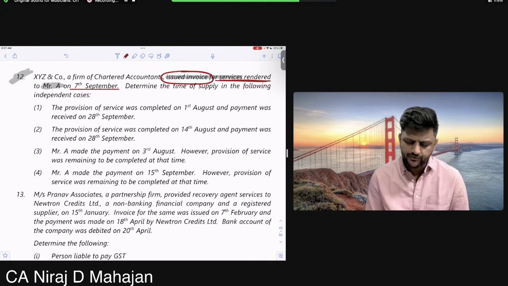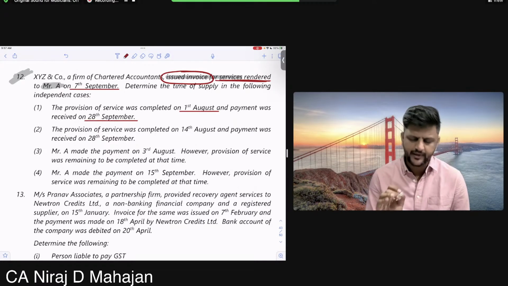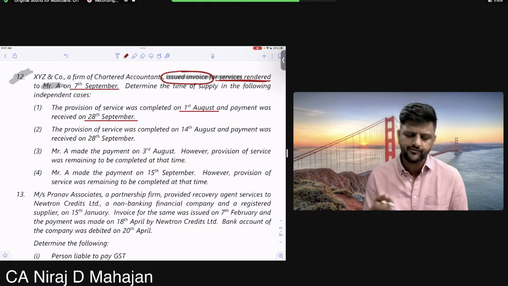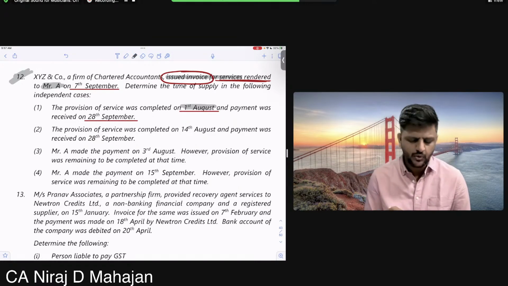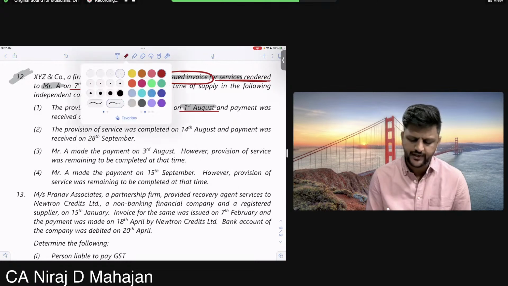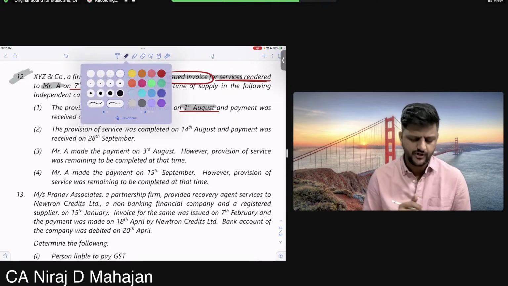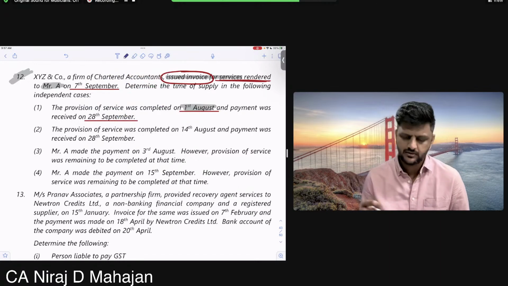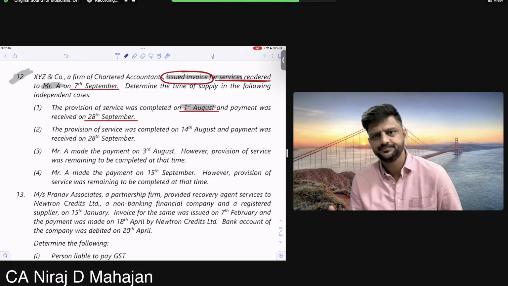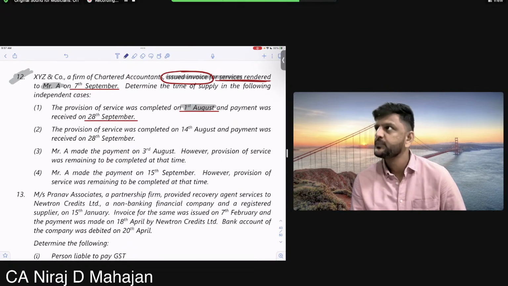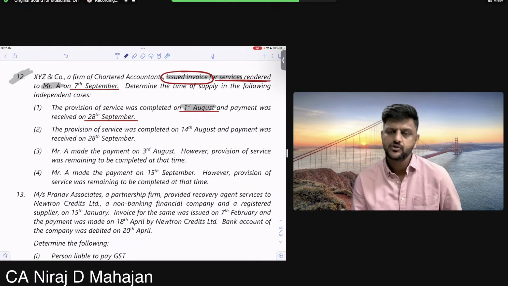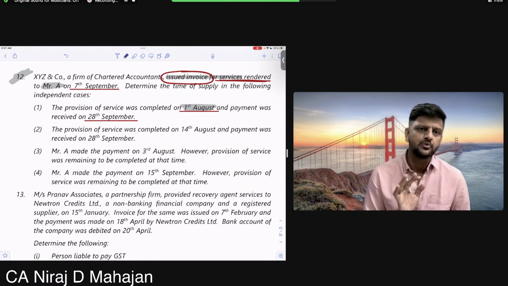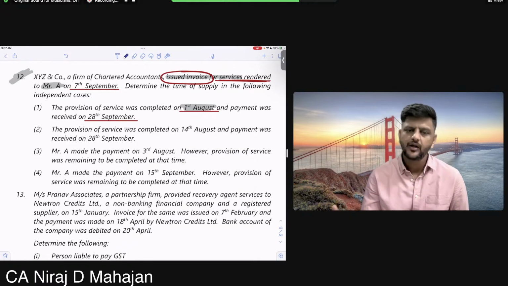The provision of service was completed on 1st August and payment, children, was received on 20th September. Okay, pay attention. Forward charge service. What is the first thing we see? Whether invoice was issued within the due date or not, 30 days. Provision of service 1st August. Issued invoice 7th September. No. Not within 30 days, children. So what do we check? Your invoice is not issued within due date, so provision of service or payment, whichever is earlier. What is the answer?